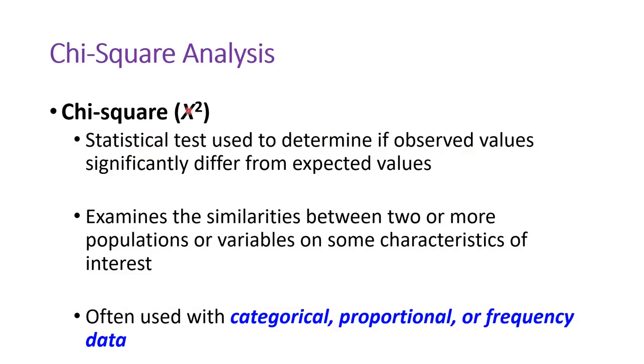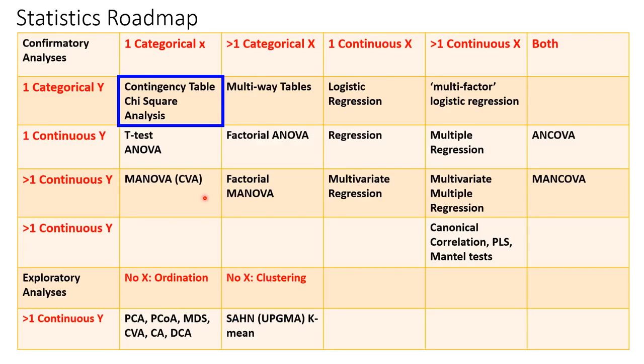So again, chi-square analysis is a statistical test used to determine if observed values significantly differ from expected values, right? We use this with categorical variables, proportional data, or frequency data. Okay? Again, one X, one Y, or one dependent and one independent.